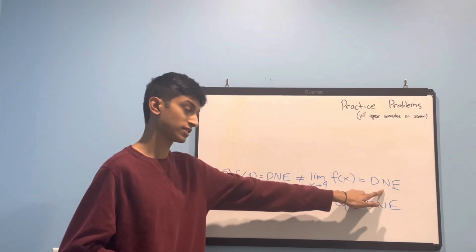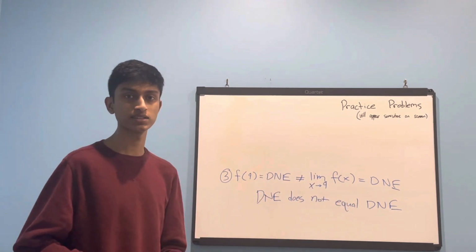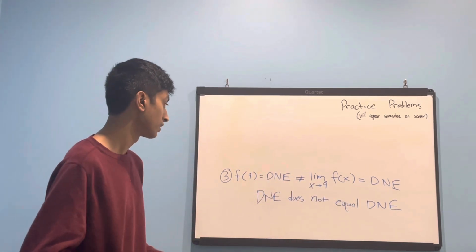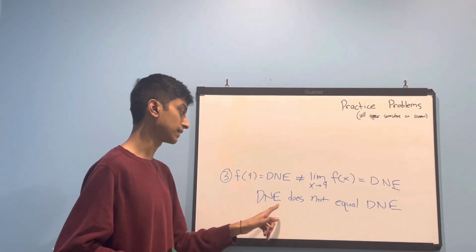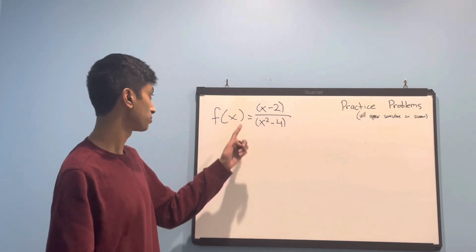And that also equals does not exist. So these are not equal, and the third step proves that it's discontinuous. And by the way, does not equal does not exist. So we have a practice problem here.